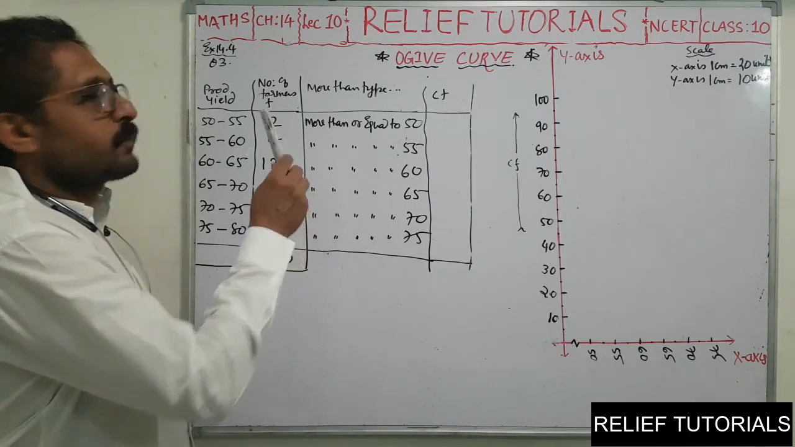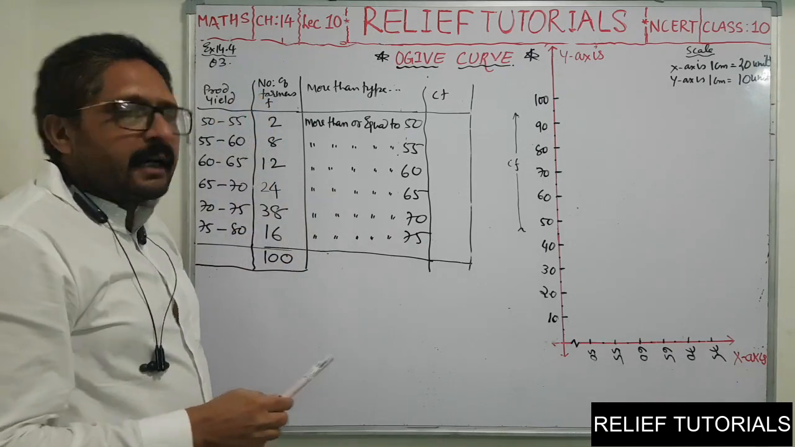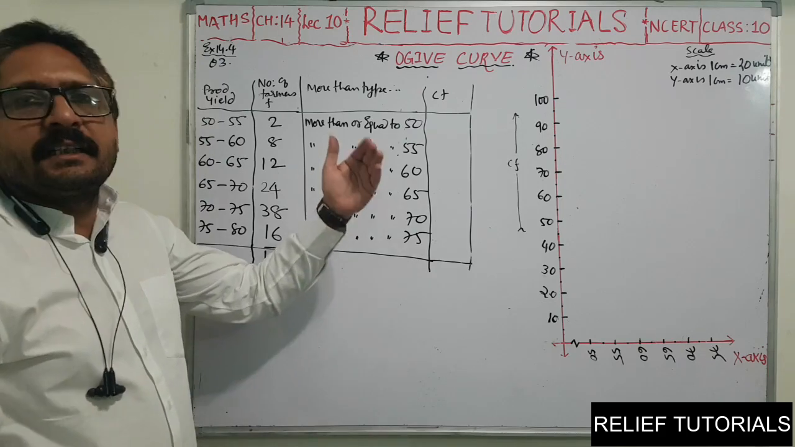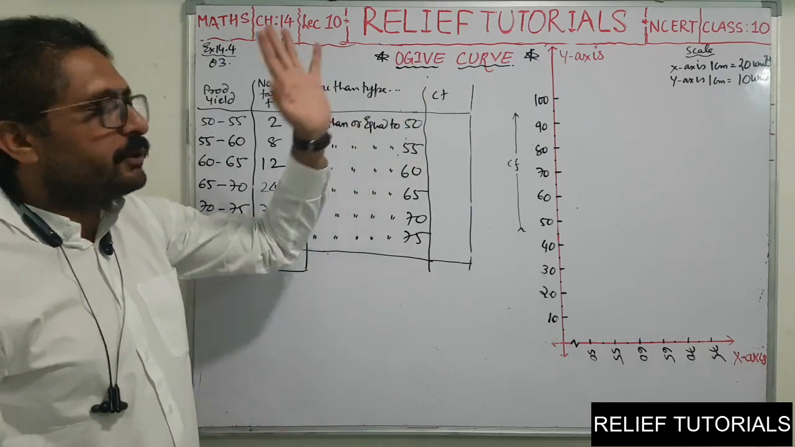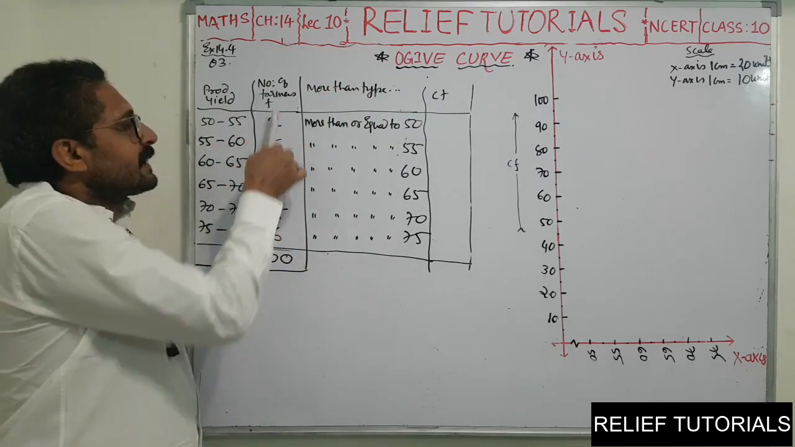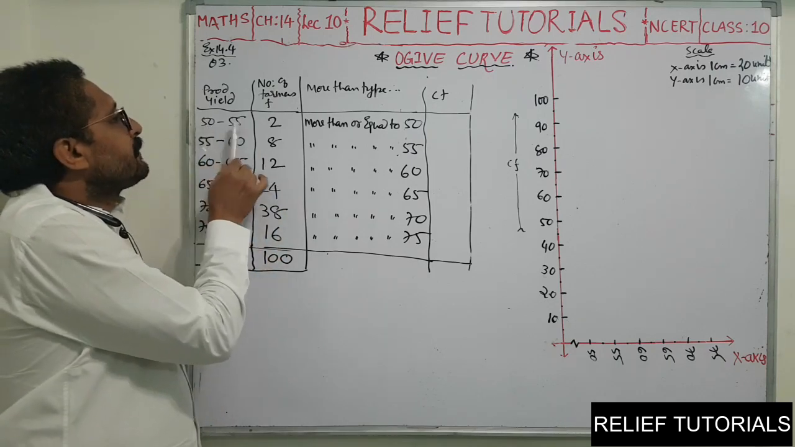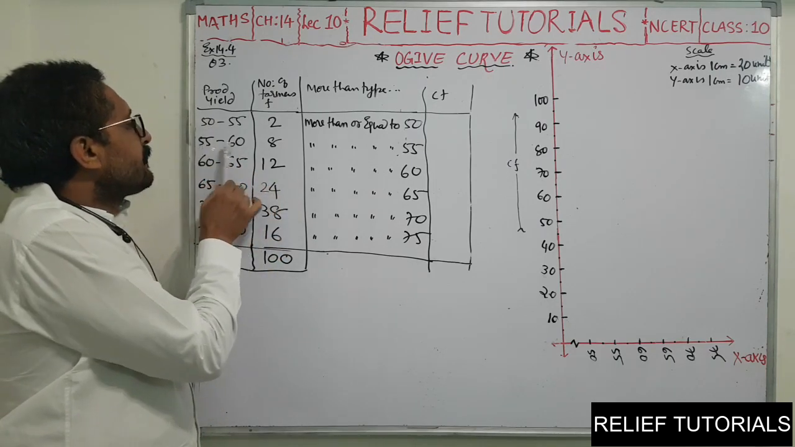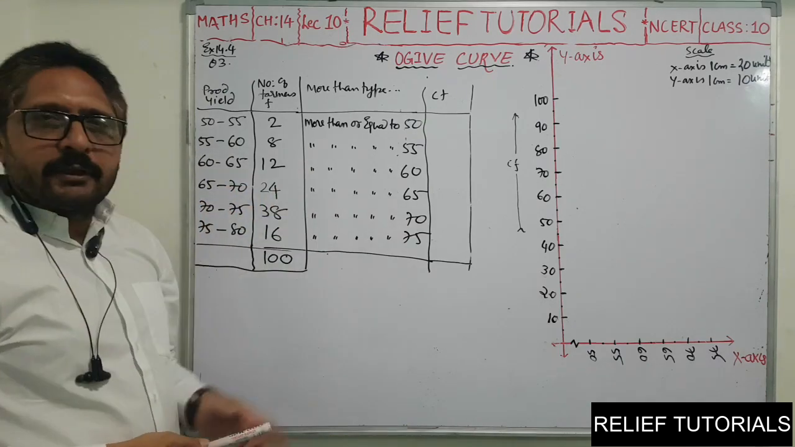Okay, we will discuss one more problem. Exercise 14.4, question number 3. And now we are going to discuss the more than type cumulative frequency curve, or more than type ogive curve. See, here is our problem. This is the production yield and these are the number of farms. So there are 2 farms whose production is 50 to 55 quintal, 8 farms 55 to 60 quintal, and so on. Now we have to write the more than type cumulative frequency.